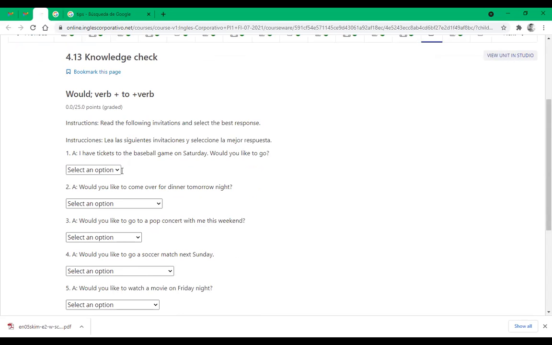Okay, go ahead. This time the questions. I have tickets to the baseball game on Saturday. Would you like to go? And what is the possible answer? Yes, I would love to. We can't say yes, I am, because it's not a yes/no question. It's an invitation for the baseball game. Yes, I would love to.